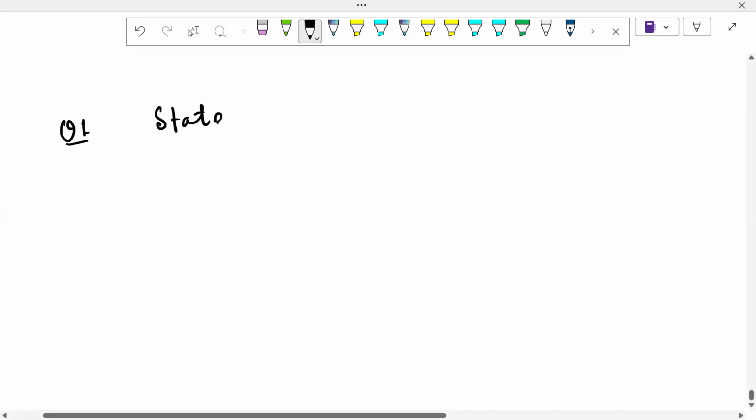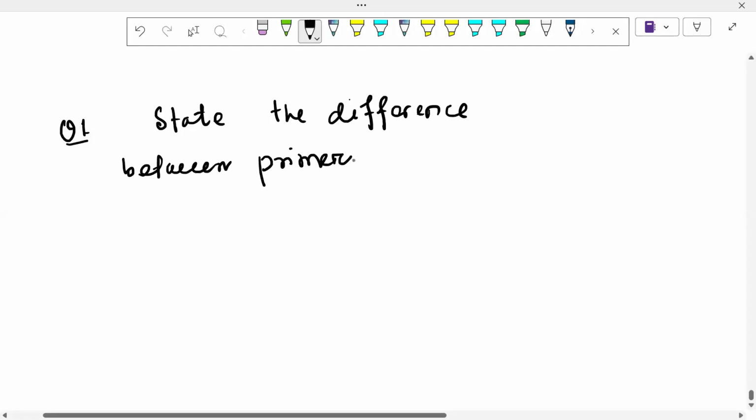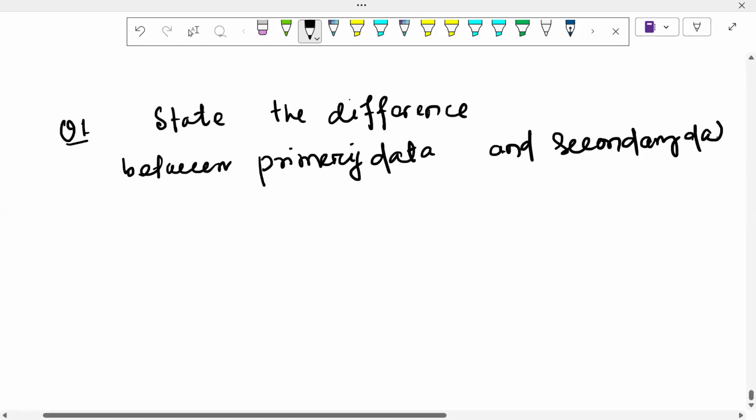State the difference between primary data and secondary data. Okay, everyone write down this question. State the difference between primary data and secondary data. Everyone write down.